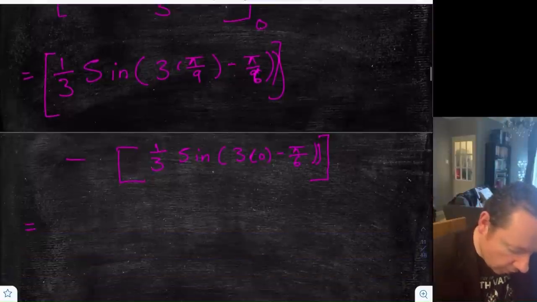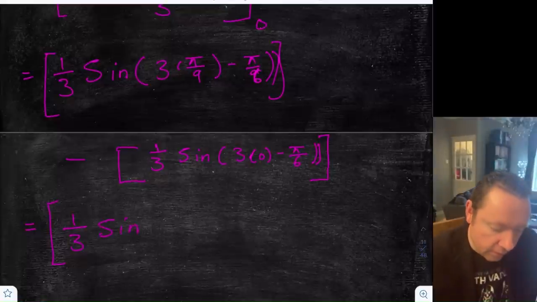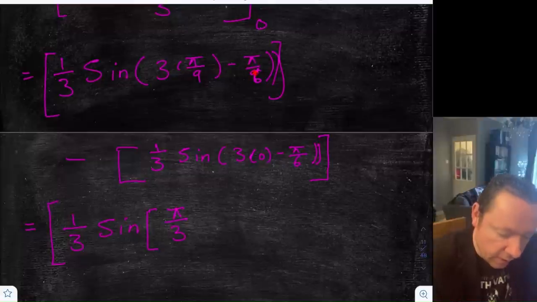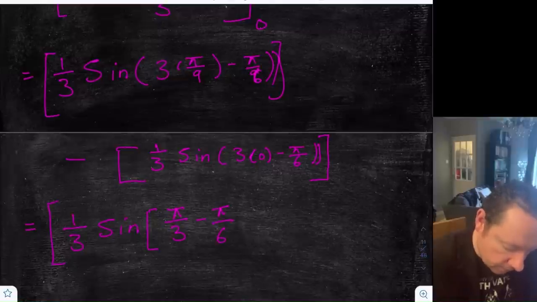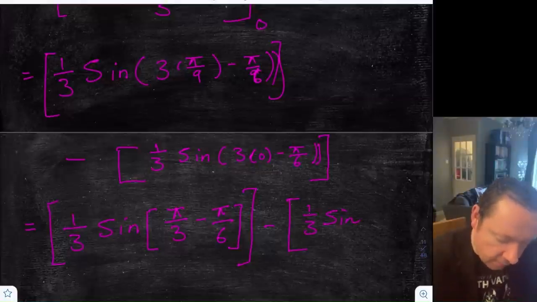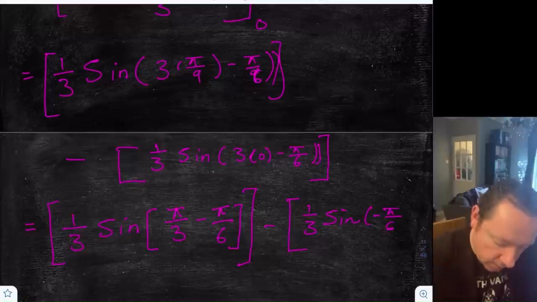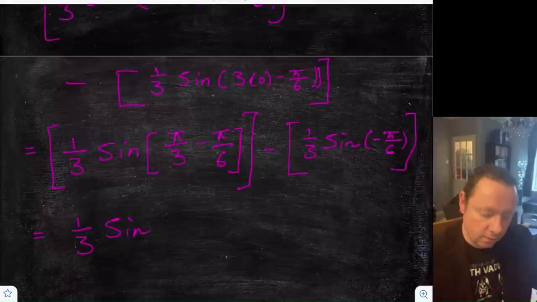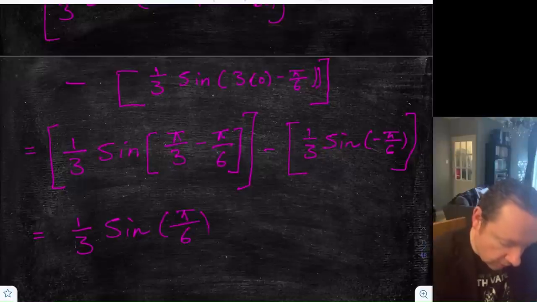So that gives me 1/3. If I take my first one, sine 3 pi over 9, so let's just do this, 3 pi over 9 is pi over 3, so I've got pi over 3, and then our pi over 6, minus pi over 6, take away a third of sine, and then 3 nothings is nothing, so it's just minus pi over 6. So that gives me 1/3 of the sine of, well, pi over 3 is 2 pi over 6, minus pi over 6 is pi over 6. So I've just got pi over 6 now. Take away 1/3 of the sine of minus pi over 6.